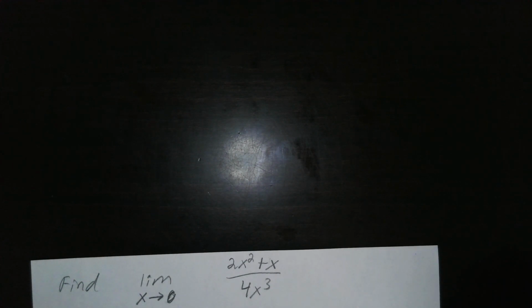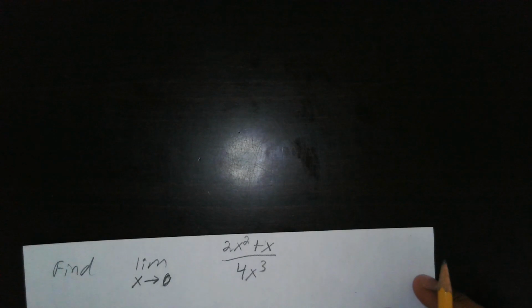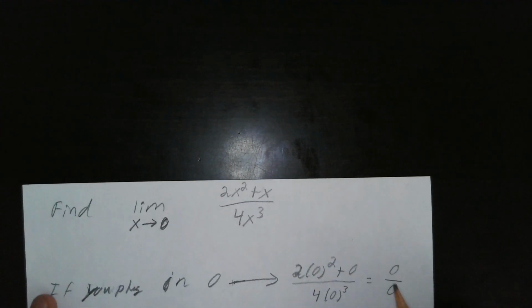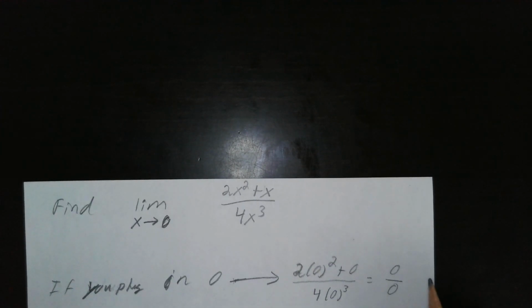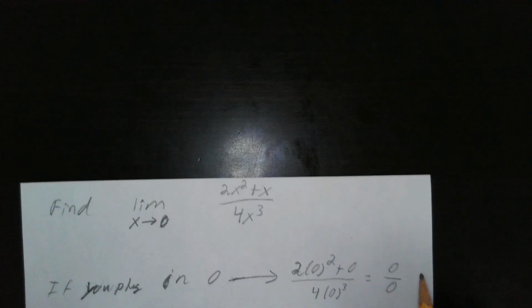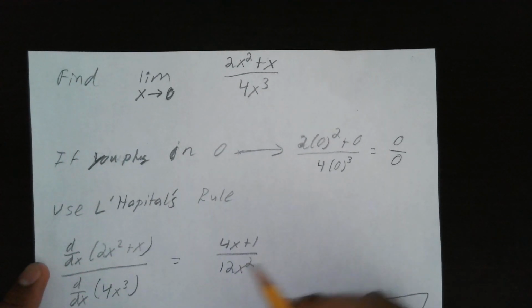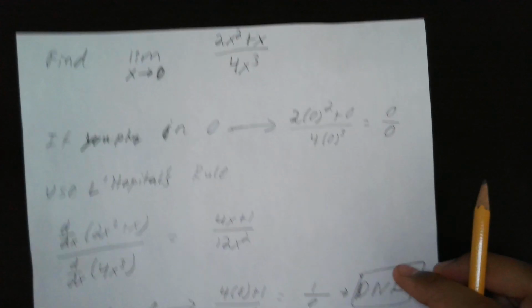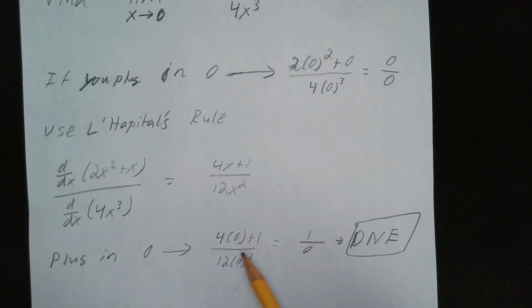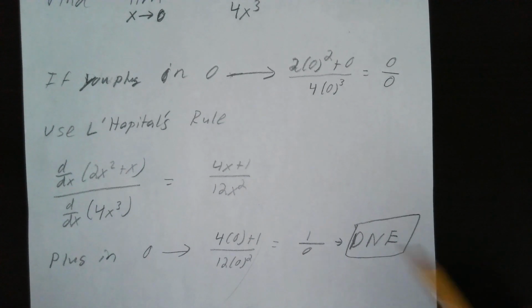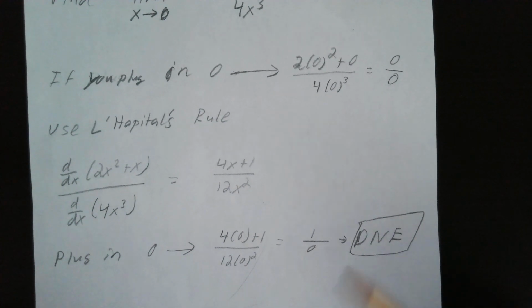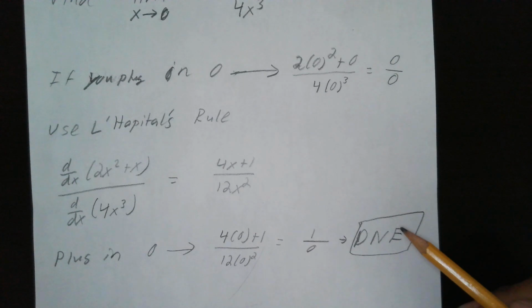If you plug in 0, you get 0 over 0. This means that we can use L'Hopital's rule. We get 4x plus 1 over 12x squared. Then plug in 0, and you end up with 1 over 0, which means the limit does not exist. The limit doesn't exist, and that's our final answer.